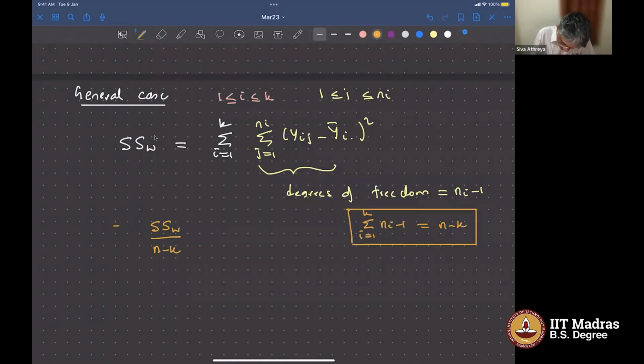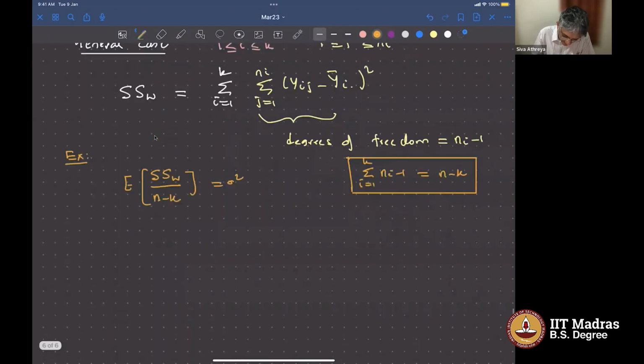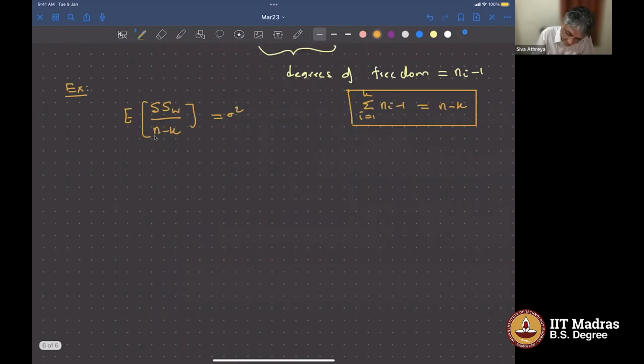Very good. So now this one not only estimates sigma squared, it's an unbiased one. So the expected value of this is sigma squared. One can check this by hand, which I will not do. And of course, they are all independent normals. So it's easy to see that SSW by sigma squared is distributed like chi squared with n minus k degrees of freedom. This is one thing one can easily check.